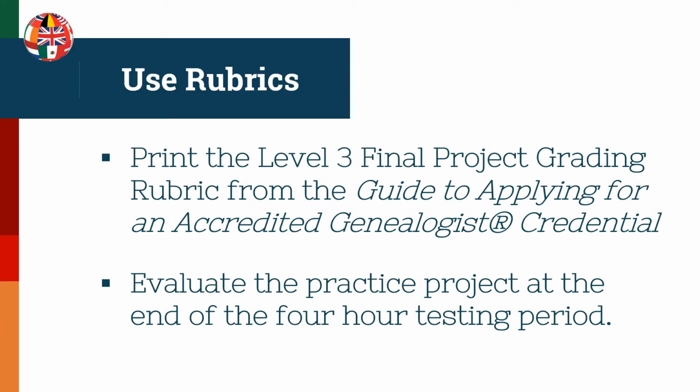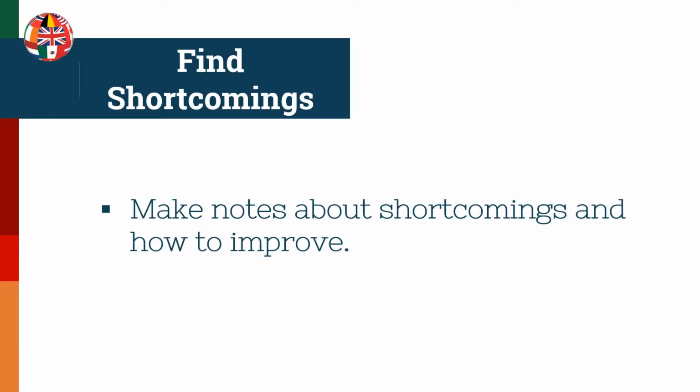You can print the Level 3 Final Project Grading Rubric from the Guide to Applying for an Accredited Genealogist Credential. The guide is found on the ICAPGen website. Once you have printed the rubric, at the end of your 4-hour testing period, you can evaluate your practice project and see how you have done according to all the various elements of the grading rubric. Once you've done that, make notes about your shortcomings and how to improve.